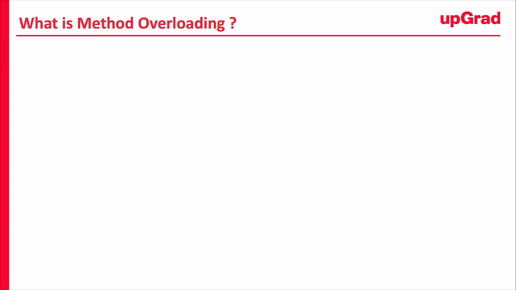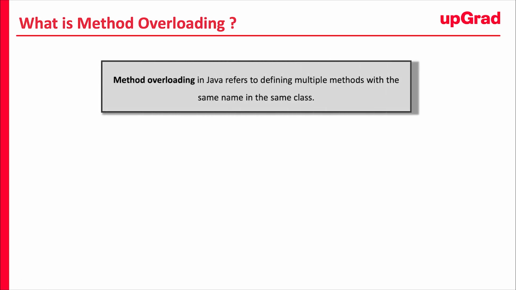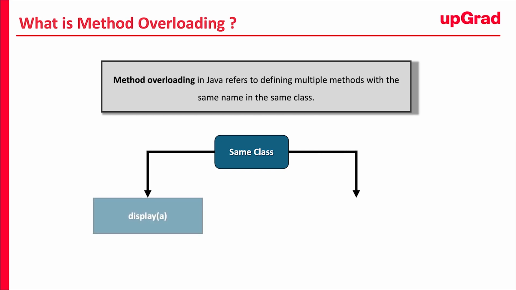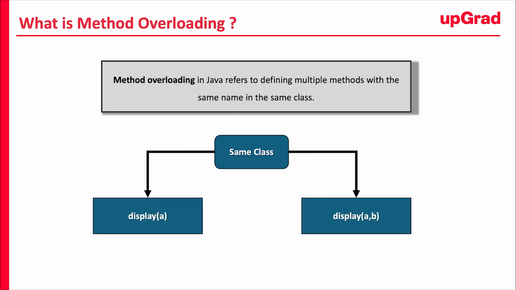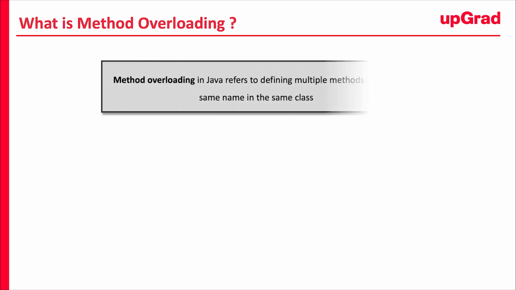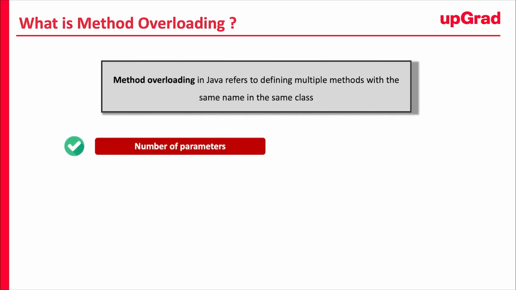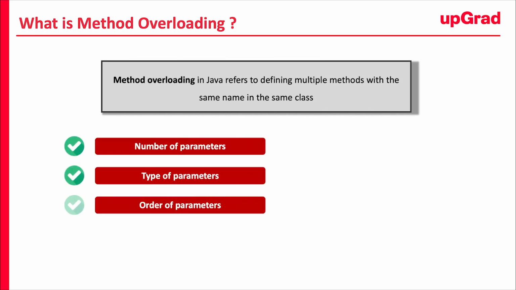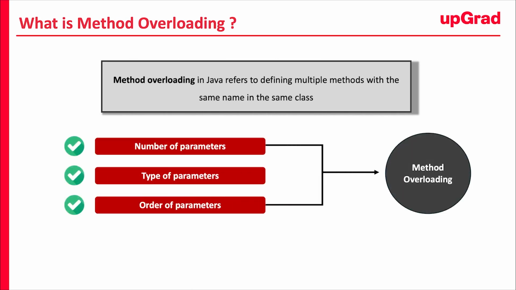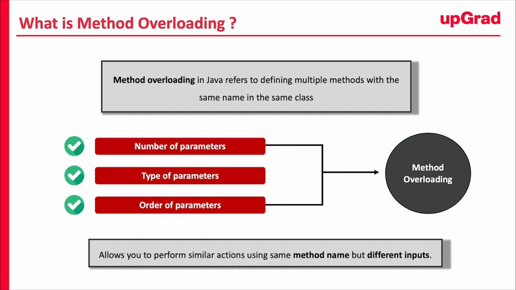So what is method overloading? Method overloading in Java refers to defining multiple methods with the same name in the same class but with different method signatures. The method signature includes the number of parameters, type of parameters, and the order of parameters. This allows you to perform similar actions using the same method name but with different inputs.